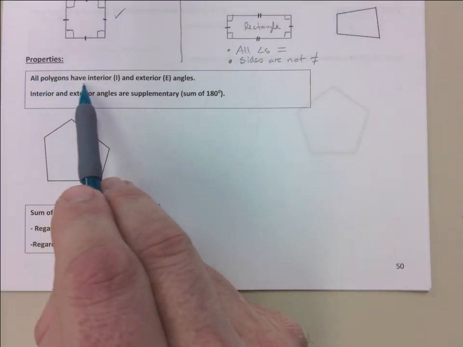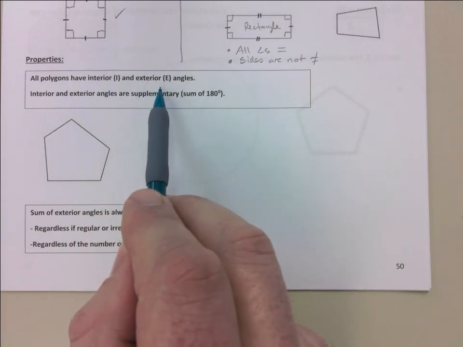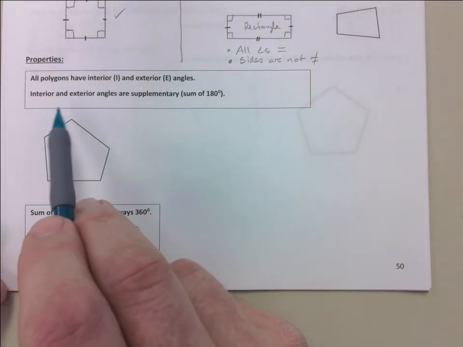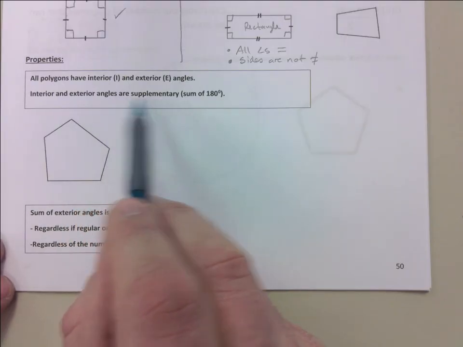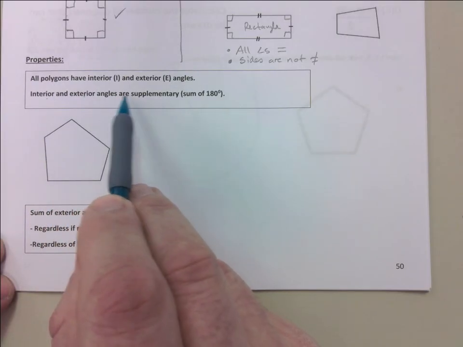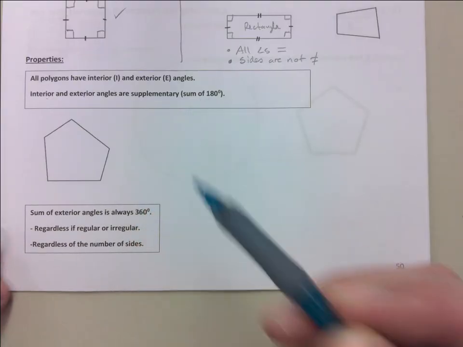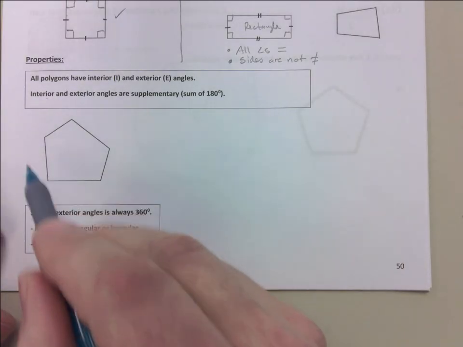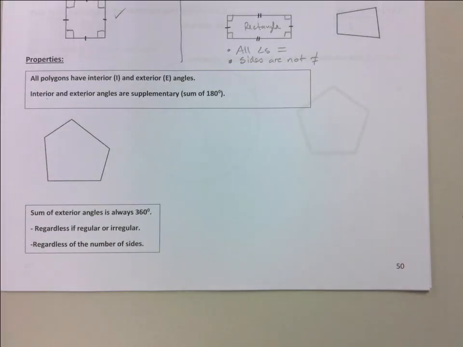Properties. All polygons have interior and exterior angles. Interior and exterior angles are supplementary. They have a sum of 180. So here's what I mean. I'm going to use two different colors, red and blue, because I like them to stick out.